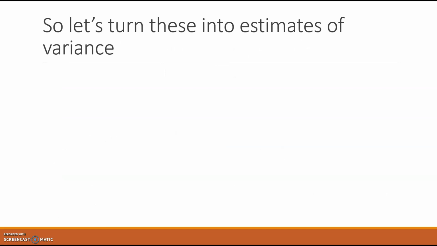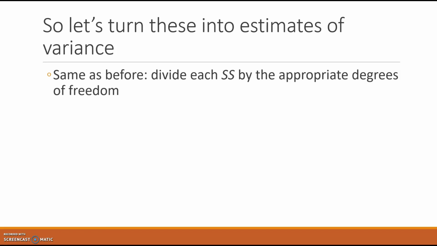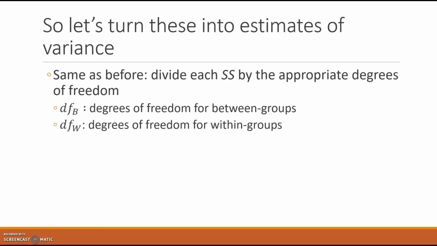So let's turn these into estimates of variance. It's ANOVA. It's an analysis of variance. So the same thing that we did with the t-test when we were looking at the same estimates of variance, you divide the sum of squares by the degree of freedom. Except, of course, the degree of freedom here is a little different. The degree of freedom for between groups is called df sub b, b for between. The degree of freedom for within is df sub w for within, so we have between and within. Again, we try to name them what they are. How to find these? This you may want to know.